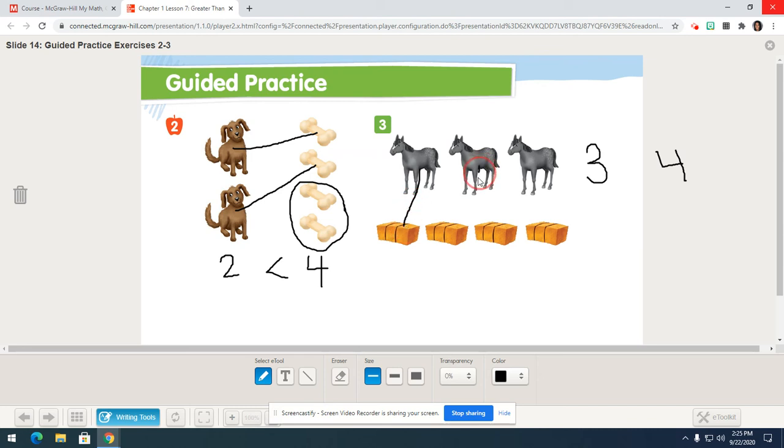1, 2, 3. Go ahead, do that. Put a circle around the amount that is greater than. Good, we have 1 extra hay barrel. That tells me we have more hay barrels than we have horses. So that means that 4 is greater than 3. Echo me, 4 is greater than 3.